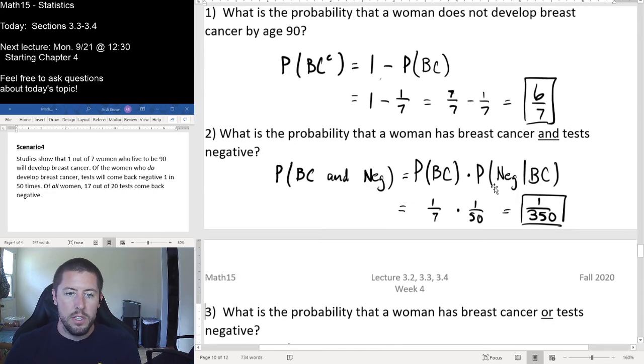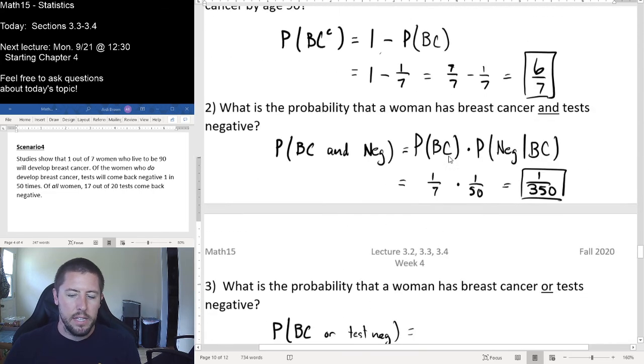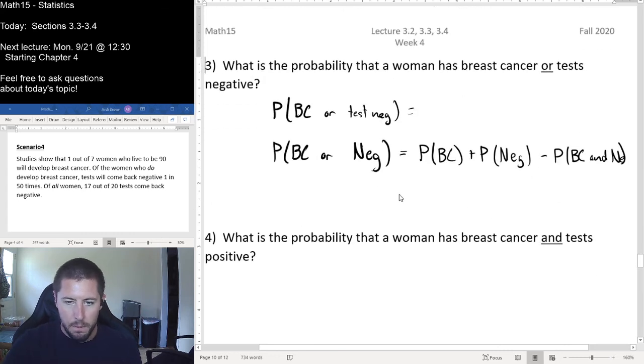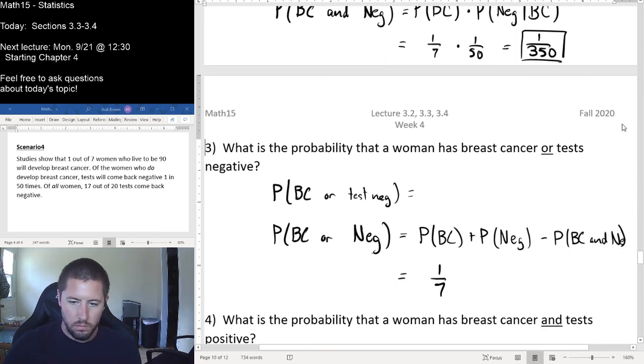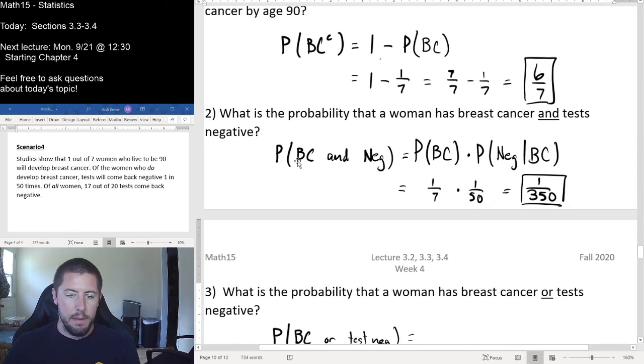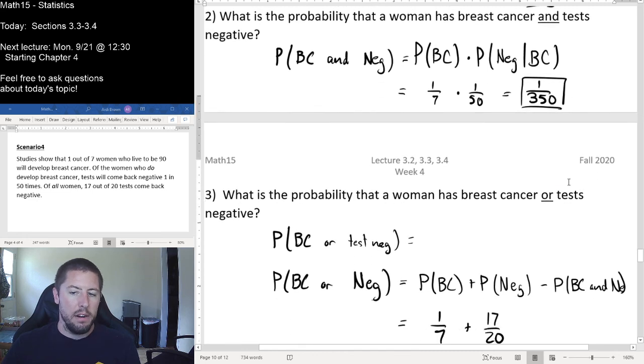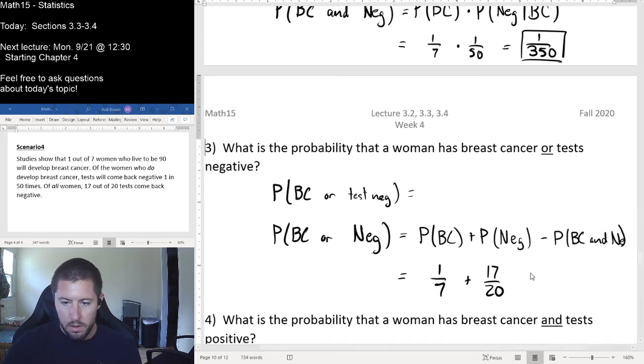And so we know most of these probabilities right here, right? The probability of breast cancer, that's 1 in 7. The probability that we will get a negative test, that was given to us. 17 out of 20 tests come back negative across all women. And we just computed the probability that you have it and test negative, right? BC and negative. That was something that we just worked out in the previous problem. That's that 1 out of 350 right there. So minus 1 out of 350.